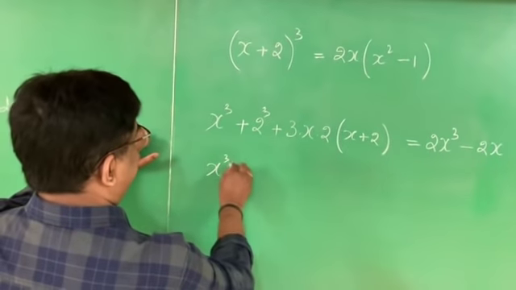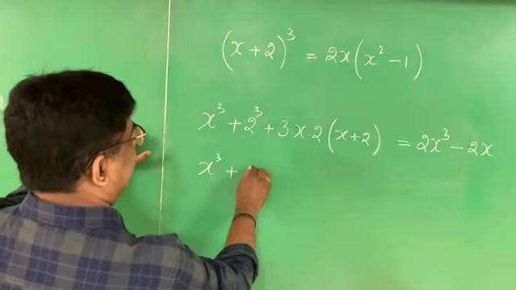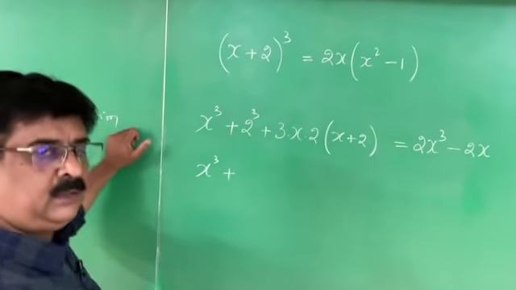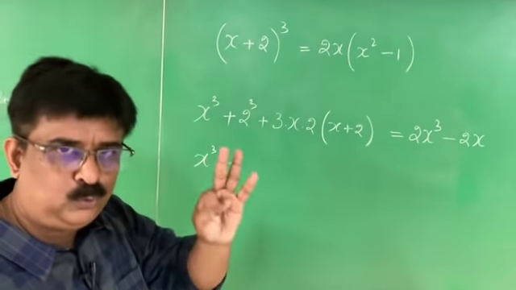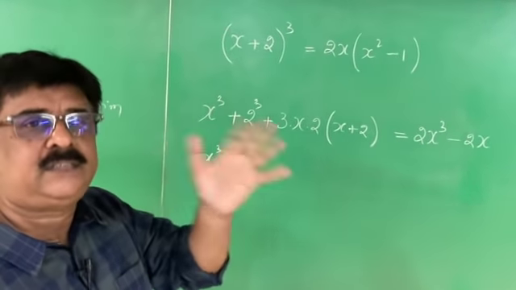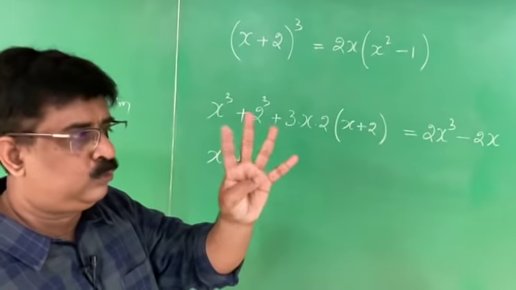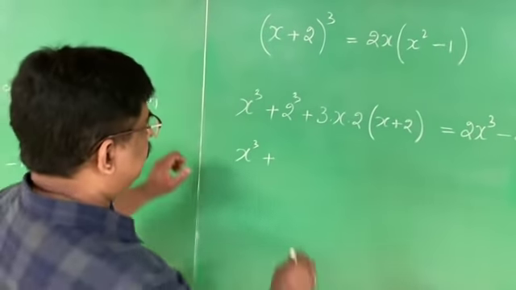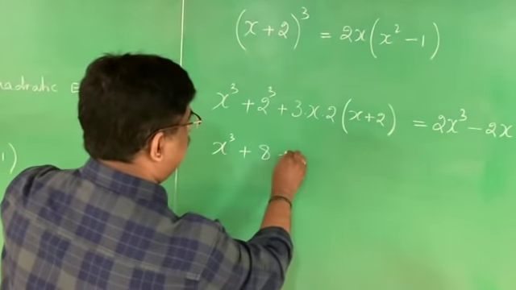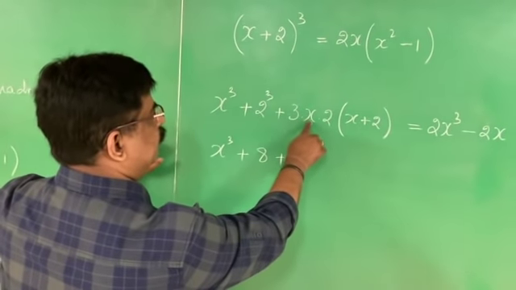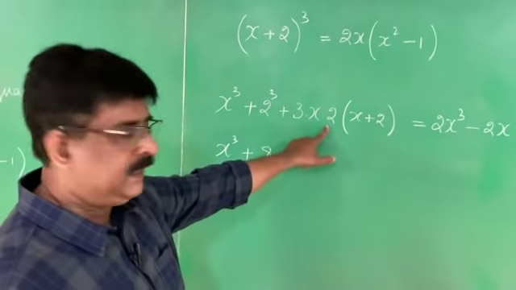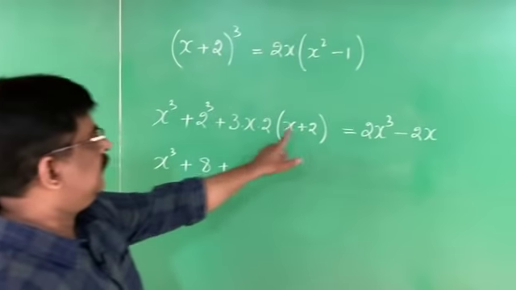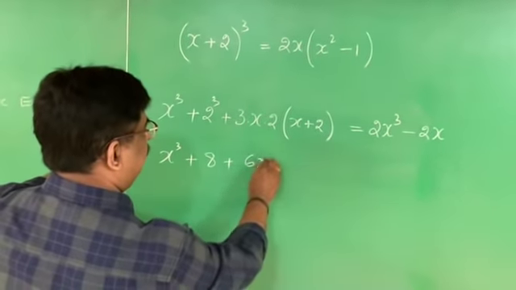x cube, 2 cube is 8, 2 into 2 into 2. Don't write it is 6. 2 into 2 into 2: 2 2s are 4, 4 2s are 8. 8 plus 3 into x, 3x into 2, 6x. 6x into x, 6x square.